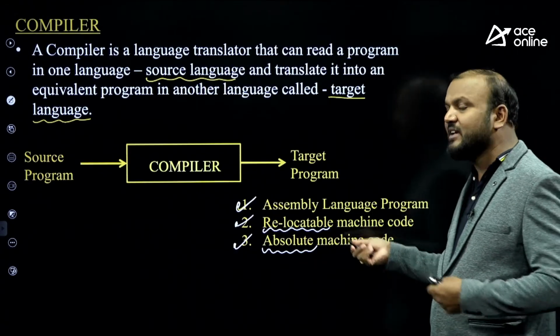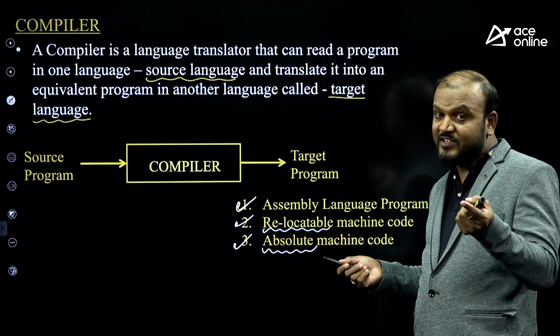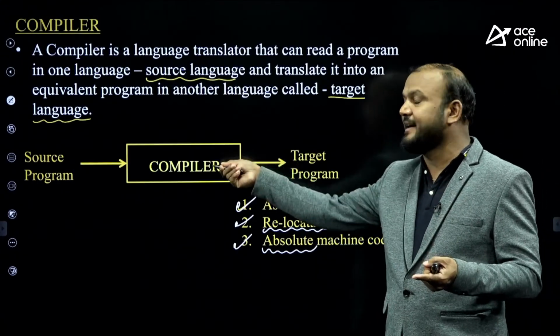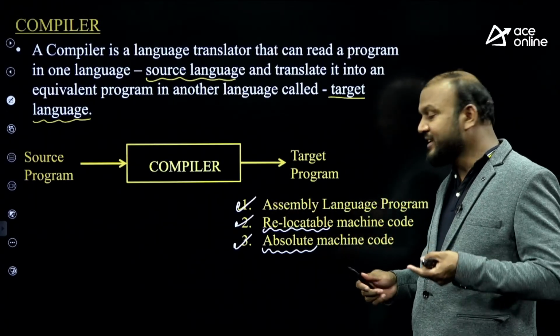Suppose I wanted an assembly language program. Okay. I wanted relocatable machine code. Assembler features are already developed so that I can add them to the compiler. So the output is relocatable machine code. Suppose I wanted absolute machine code.